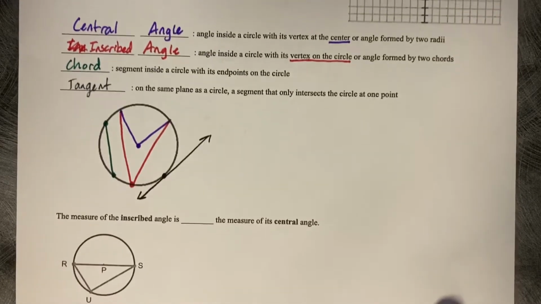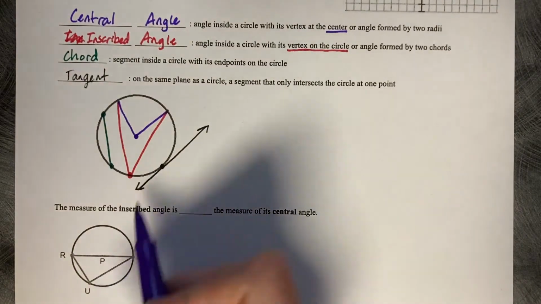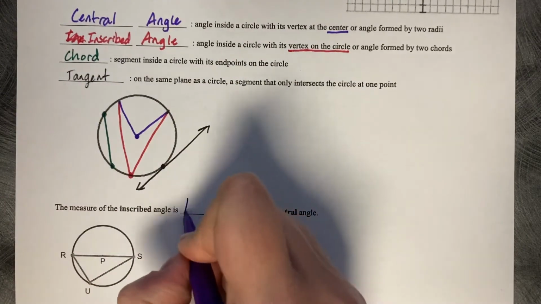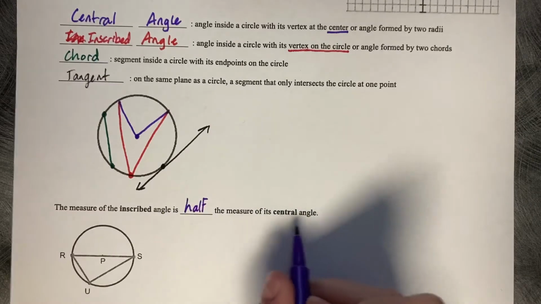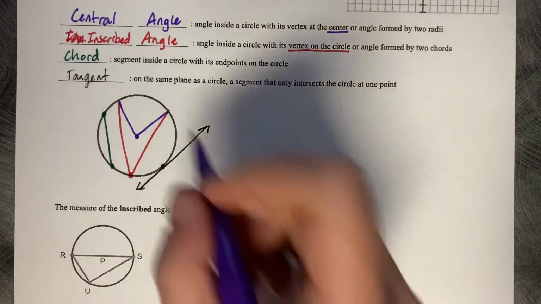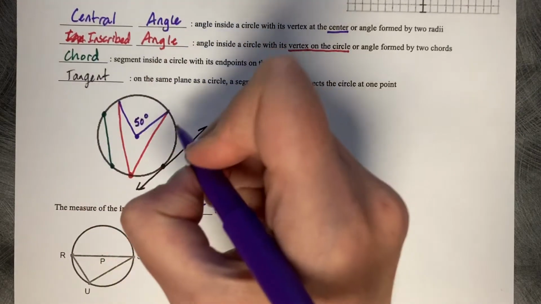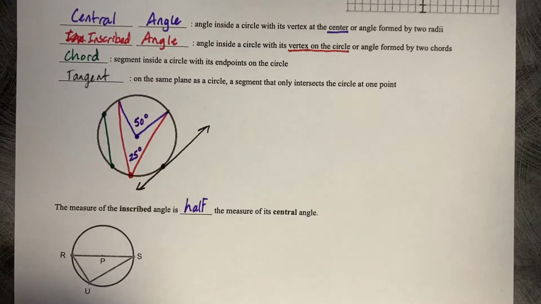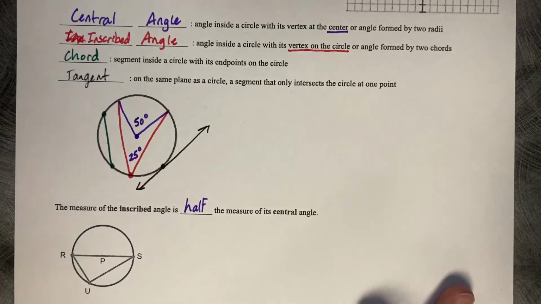All right, some of the mathematical features. An inscribed angle, so this is my red angle here. An inscribed angle is half the measure of its central angle. So if this is 50 degrees, then this measure is 25 degrees. So inscribed angles are half the measure of their central angle.